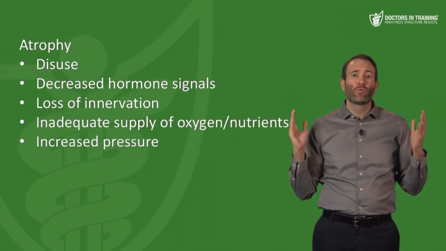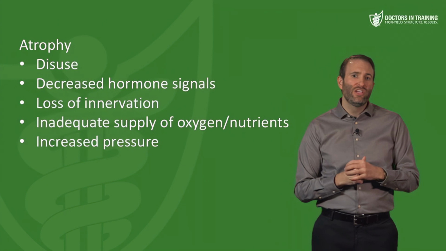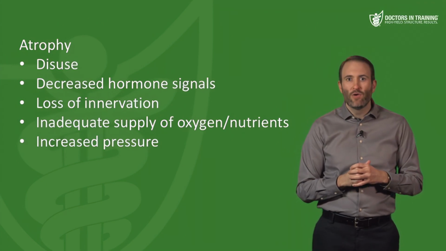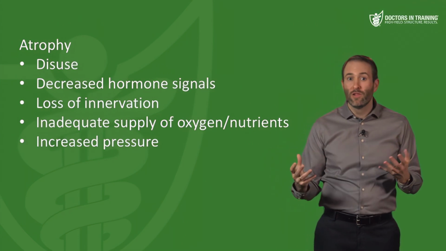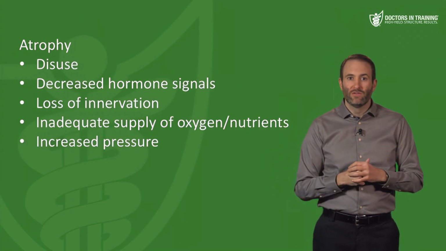And then finally, increased pressure can cause atrophy, and that's due to tissue compression. For example, if you have an enlarging tumor, it can compress the surrounding structures. It might disrupt blood flow to those structures and then produce atrophy again.